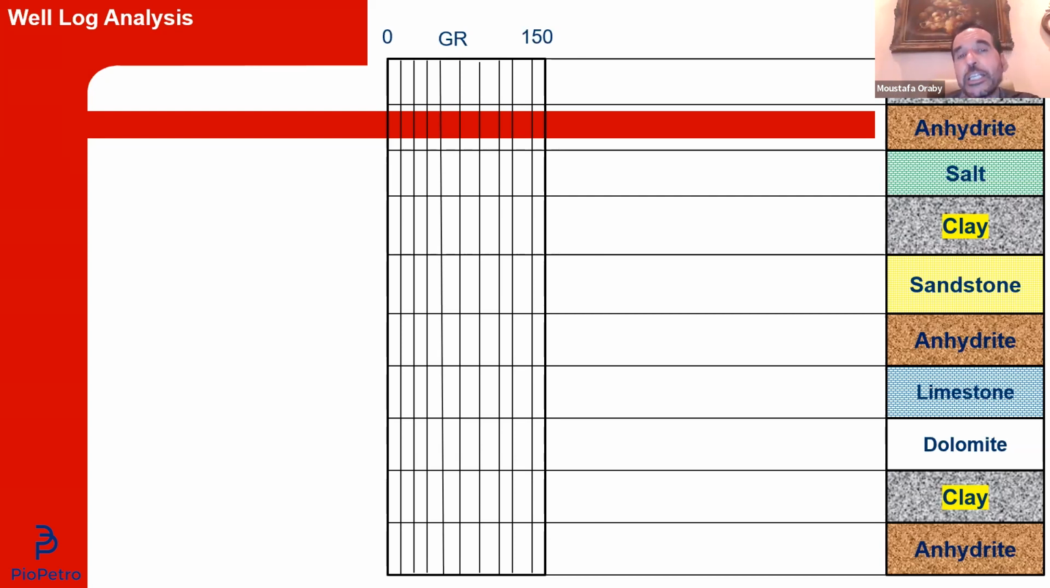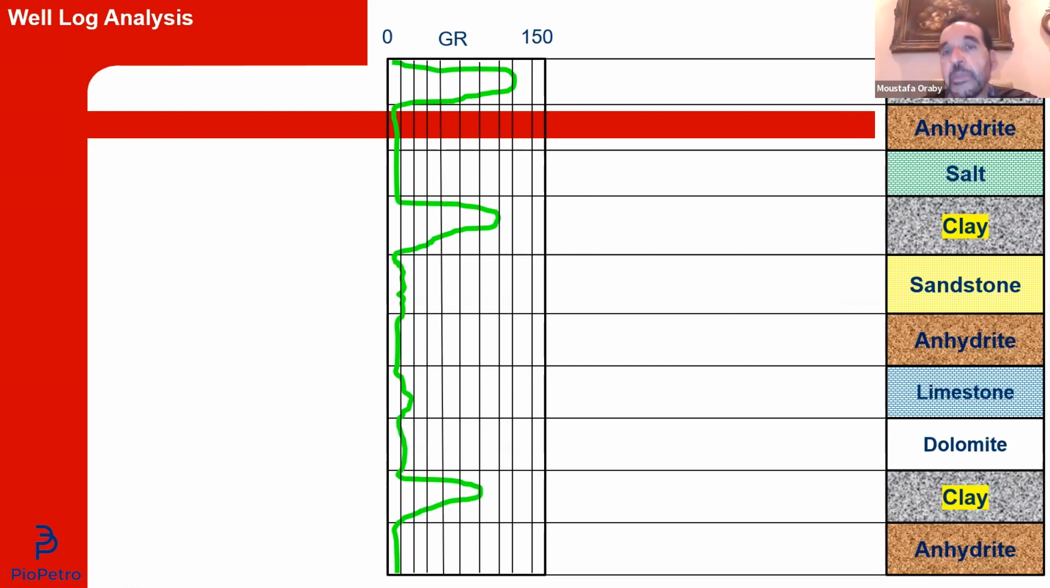So my expectation in this case goes this way. Clay will read high, and the anhydrite and the salt will read low. When it goes back to clay, it should read high. In the sandstone, it depends, high or low, on how much clay you have. When it goes into anhydrite, it has to read very low. Limestone can be high or low, depending on whether it has clay or not. Dolomite, high or low, doesn't matter. Clay goes back to high. Anhydrite has to go back to low. So these are the expectations I have for the gamma ray.